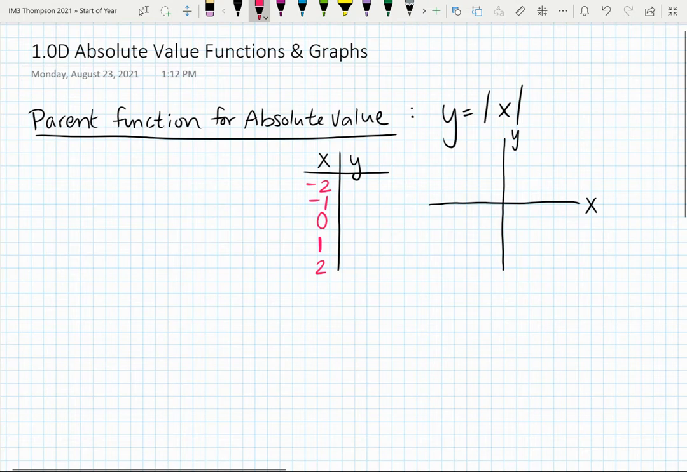And as a reminder of what absolute value is: just the distance a number is from 0 on a number line. So when we look at the absolute value of the number -2, -2 is 2 units away from 0. The absolute value of -2 is just 2. So when my input is -2, my output is 2.